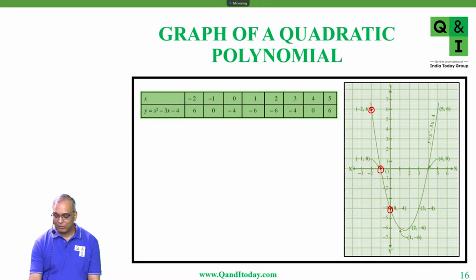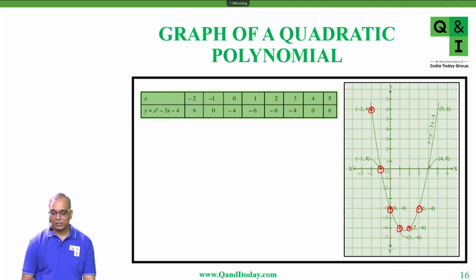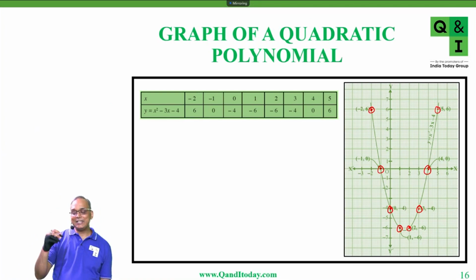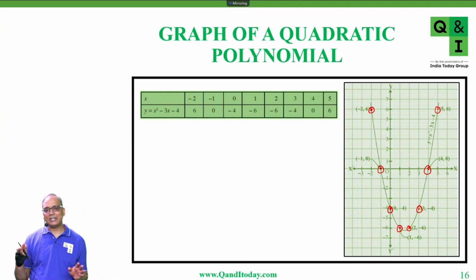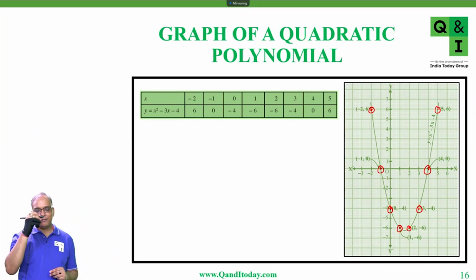At x is equal to 1, you will have 1 comma minus 6. At x is equal to 2, you have 2 comma minus 6. At x is equal to 3, we have 3 comma minus 4. And x is equal to 4, we have 4 comma 0. And at 5, we have 5 comma 6. Now you can see that these points can never lie in a straight line. So what we'll do is join these points by freehand drawing with a curve.